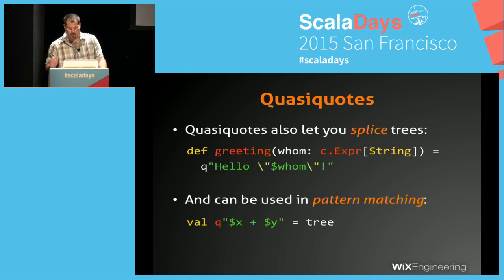So, two things you can do with quasiquotes. The first thing you can do is splice trees. Whereas you'd have to construct an entire abstract syntax tree by hand, now if you have an expression of type string or even just a raw tree, you can use the string interpolator and just stick that tree as part of the resulting code, which is incredibly useful, as you'll see in a moment.